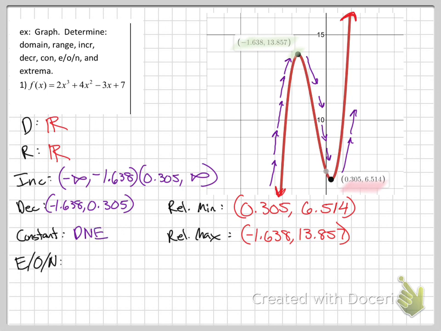And then even, odd, neither. You could plug in negative x and see if you get the same equation or the opposite equation. Or you can look at the graph. If I fold it, it's not going to line up. And if I flip it over, it's not going to match perfectly, because this point is now going to be up here, and it's not going to match. So this is N for neither. I'm just going to circle the N.